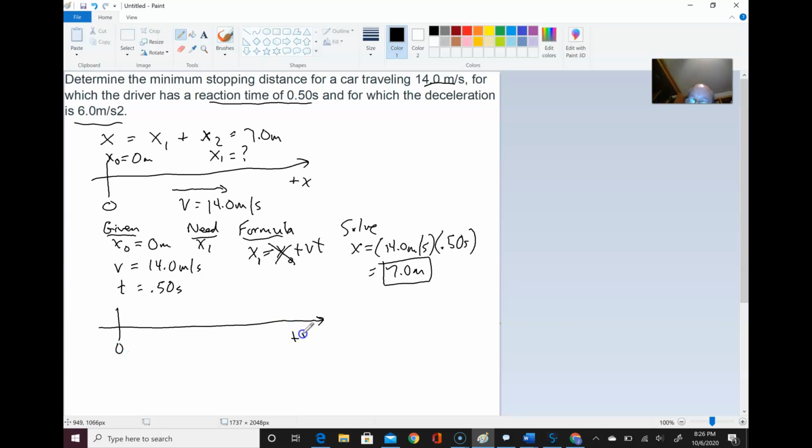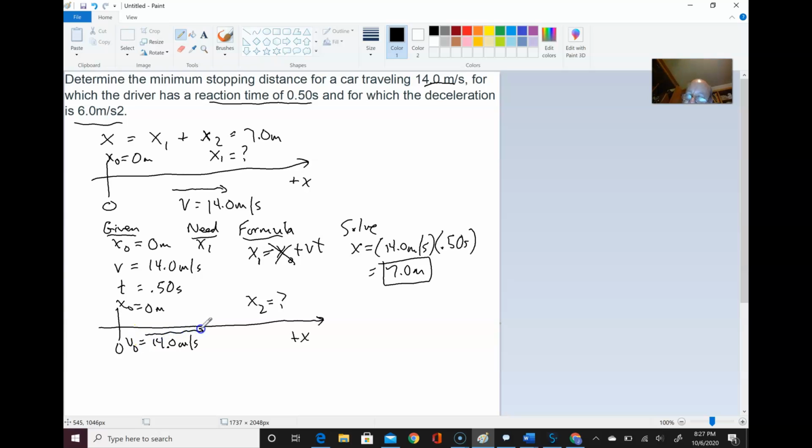0 in positive x direction. So now my initial position again is going to be 0 because I'm just talking about this second motion here. And now I'm going to say that my second x is, I don't know. But this time, instead of going at a constant velocity of 14 meters per second, I'm now going to be starting at 14 meters per second. V0 equals 14.0 meters per second.